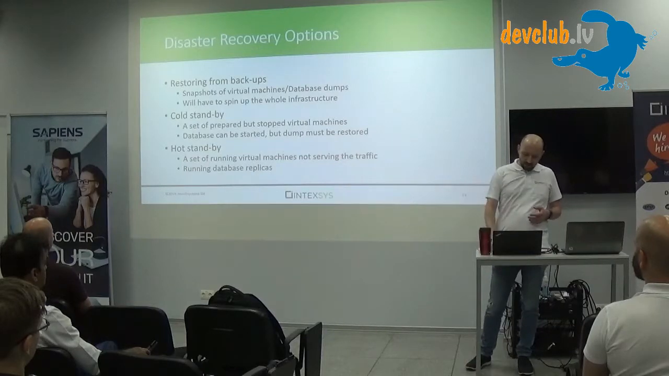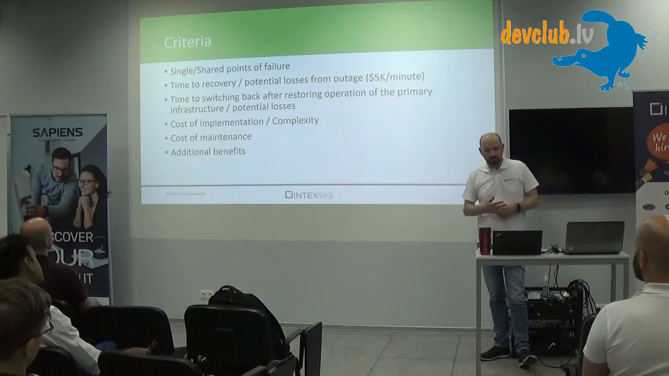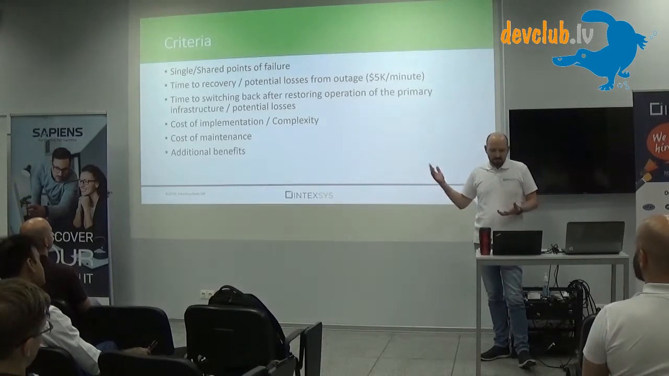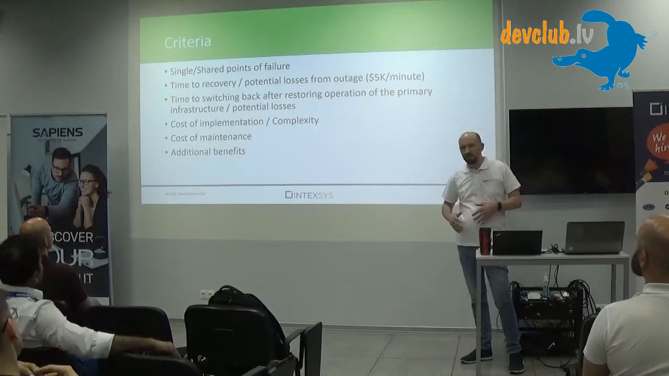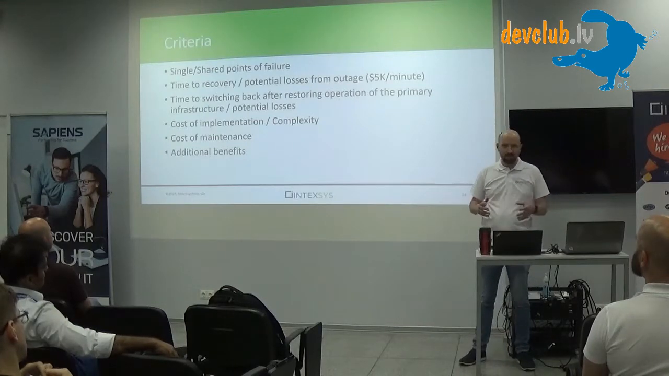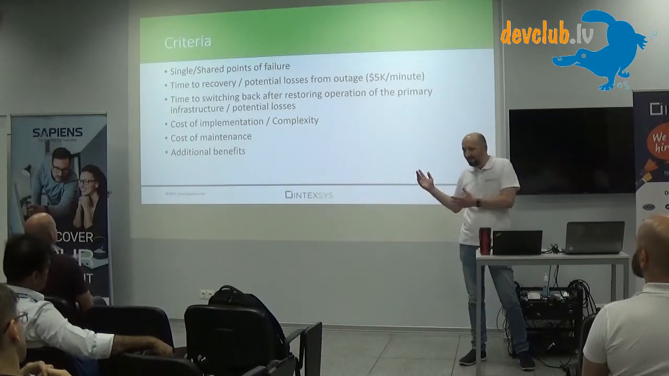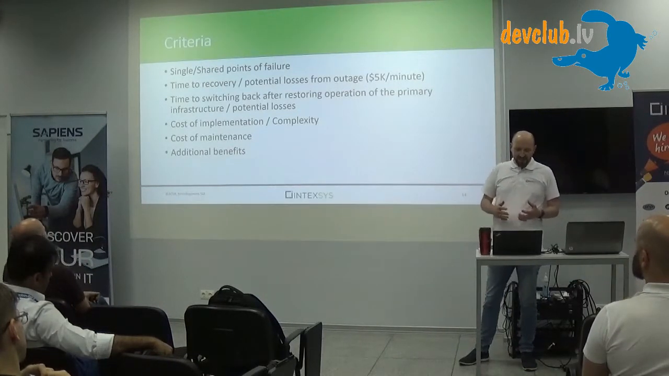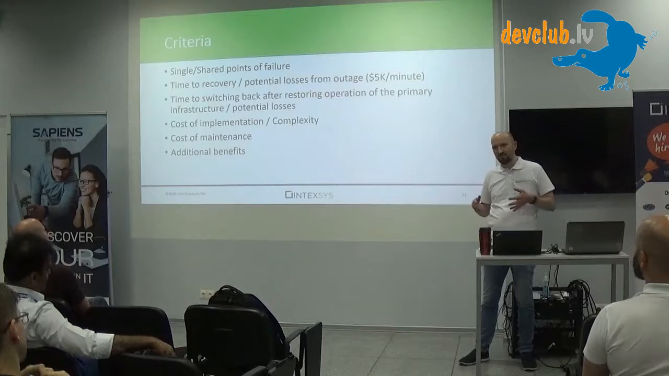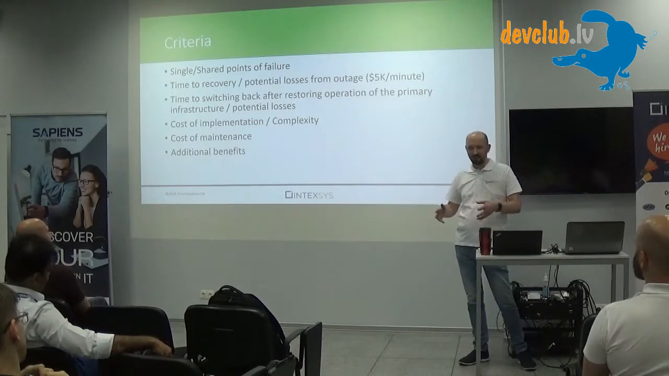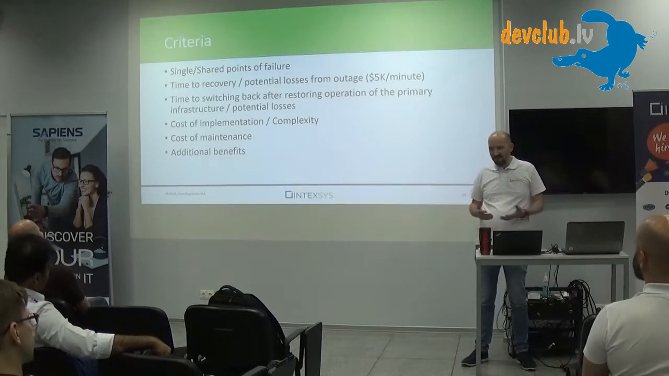With these options, we set the criteria: how do we evaluate them? First, single point of failure, or shared point of failure between primary operation and the disaster recovery plan. For example, if you're doing backup on AWS, and specifically to S3, which we know is not super stable, in case of disaster this backup is useless. Also, if we're planning to restore the backup on a different set of virtual machines in AWS, then again, AWS is a single point of failure.